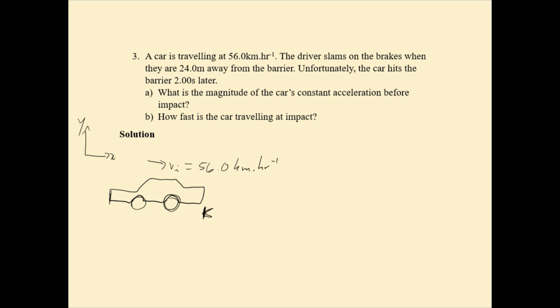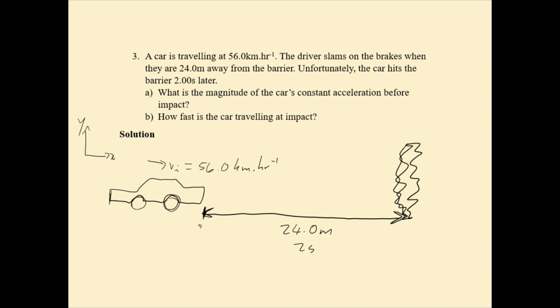But what ends up happening is he ends up still hitting the barrier. Just draw it like that. This distance here is 24 meters, and it took 2 seconds. And we can say this is xi for initial and xf for final. So this is where the barrier is. Of course, we can always just set xi to 0 and make xf 24.